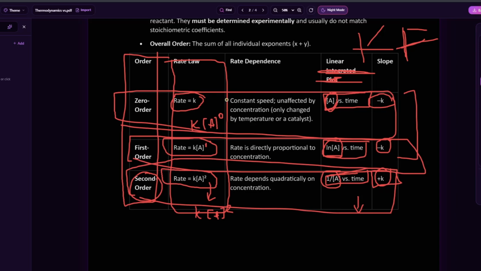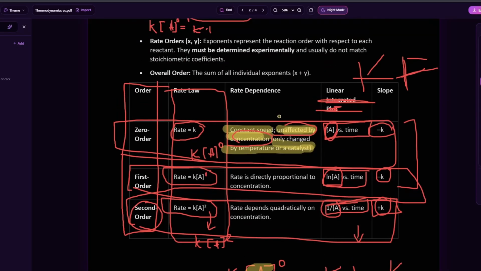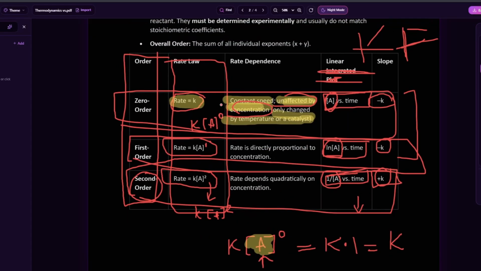So with zero order, you get constant speed unaffected by concentration. That is actually very important. It is only changed by temperature or catalyst. The reason it's unaffected by concentration is that if [A] is to the power 0, then no matter what number I substitute into A, it's always going to equal 1. So k times 1 is equal to k, and it simplifies to rate equals k. No matter how much we change the amount of A, it won't change the rate.